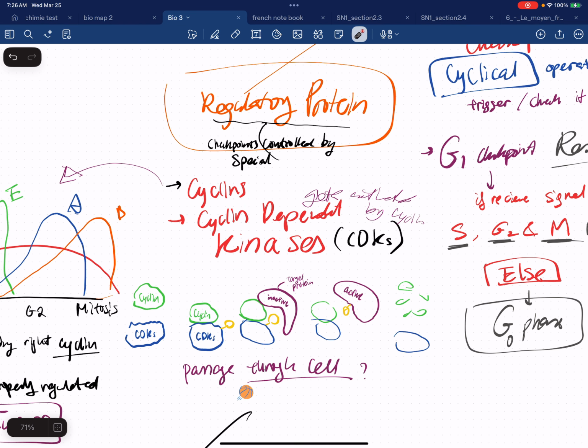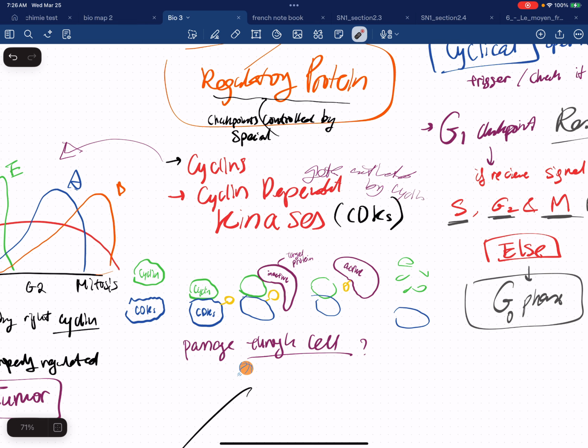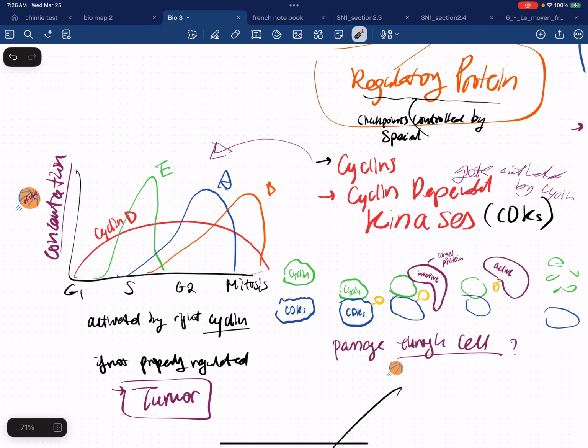So cyclins and cyclin-dependent kinases are the two regulatory proteins that will promote the progression through the cell cycle. So cyclins and cyclin-dependent kinases. And there are many types of cyclins, and each cyclin will be higher in concentration at its particular time. Like at the S phase, synthesis phase, the E cyclin is higher. At G2, A is higher, etc.